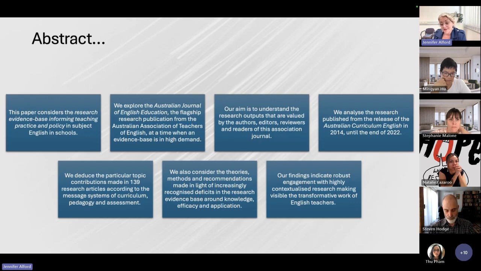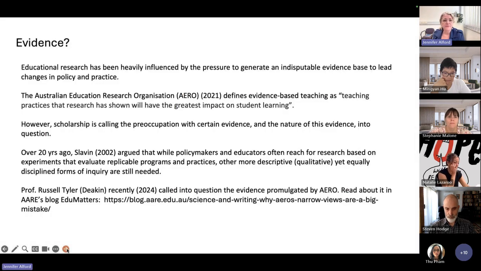Our findings, very pleasantly, indicate robust engagement with highly contextualised research, making visible the transformative work of English teachers. We kind of had a hunch that that's what we would find because of our long association with this journal. And just to be clear, none of us were editors of this journal. We know that at the moment, evidence is seen as an interesting word, if not a dirty word.